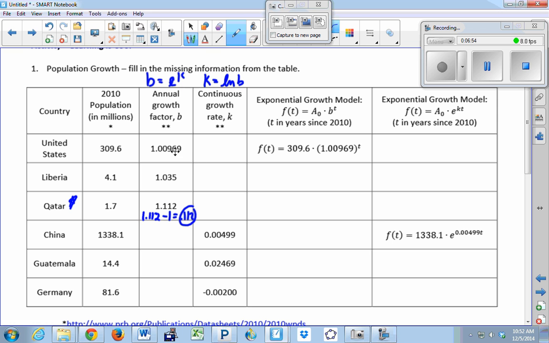So if you look at the United States, what would be the growth rate of the United States? If the growth factor is 1.00969, what's the growth rate as a percentage? Yeah, 0.969%. So it's actually less than 1%. So we're not growing very much. Okay, so you can kind of look real quick at each of these countries and see the different growth rates when you have the growth factor. Now, for these countries, you'll have to convert it back. Or actually, this is the continuous growth rate.